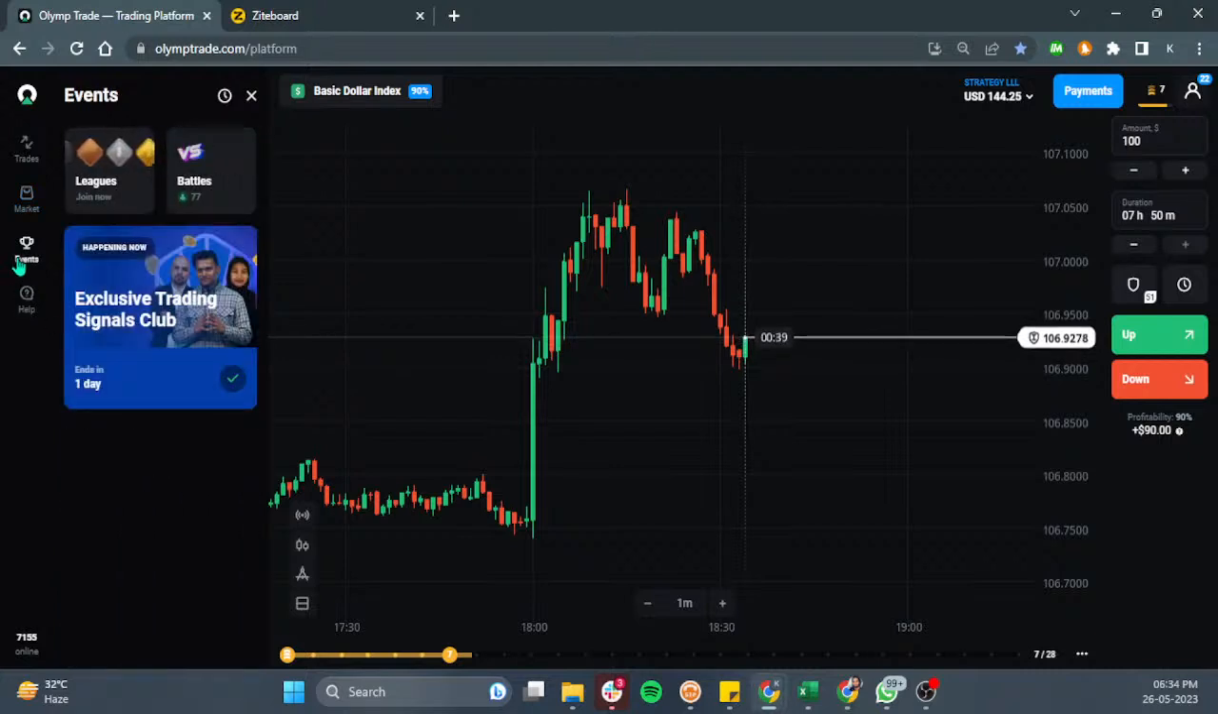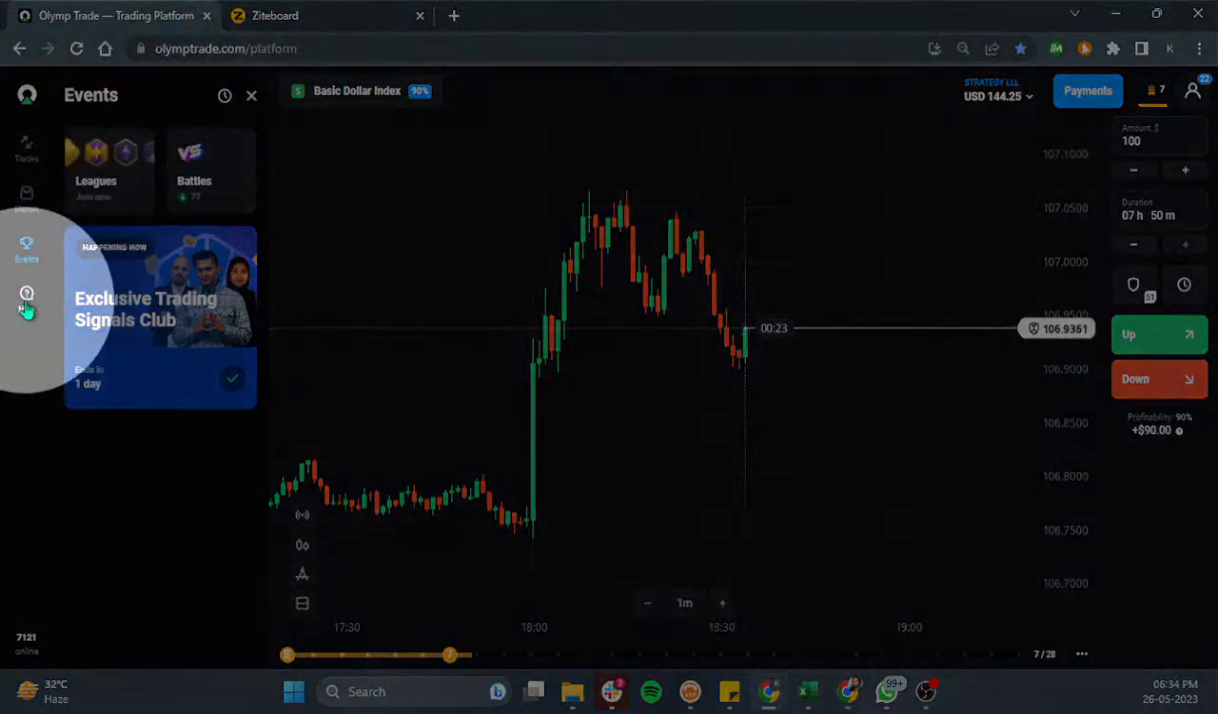If any event is going on the platform, you can join that event from here. For example, you can see here exclusive trading skills club. You can join it from here. And in future, if there will be any event, you'll find all the details regarding that from here or in this section. Last but not the least, on this side is the help section.